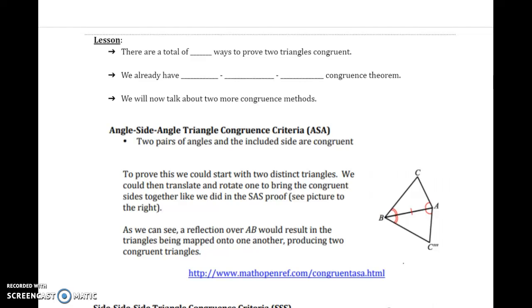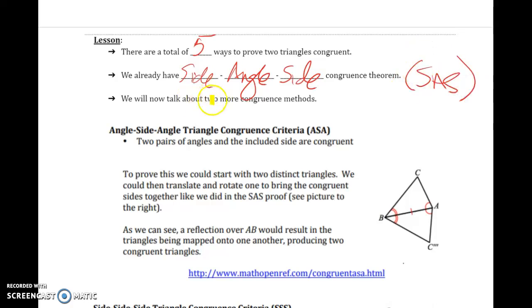Unit 4, Lesson 3. There are a total of 5 ways to prove two triangles congruent. We already have side, angle, side, or SAS. We are going to talk about 2 more methods today. Tonight's lesson and tomorrow's lesson, you will learn about the last 2. So we'll have a total of 5 altogether.